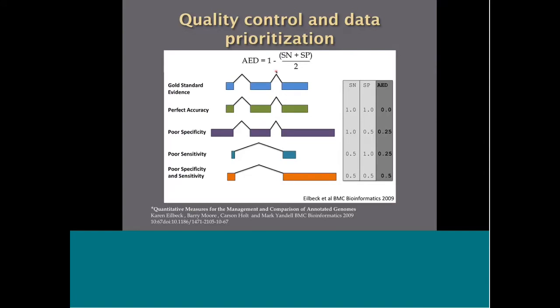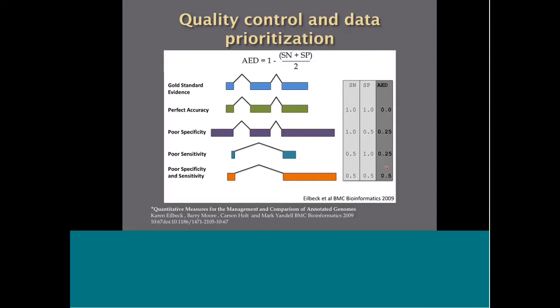This is called annotation edit distance. It's the same sensitivity and specificity metrics, where we take the average, the accuracy, and subtract that value from 1. So in this case, for AED, a 0 value means perfect match, and a 1 value means complete mismatch. Lower values are good, higher values are bad. Once again, perfect accuracy would give an AED value of 0, while poor sensitivity or specificity gives higher AED values. And if both have poor values, you get even higher AED values.